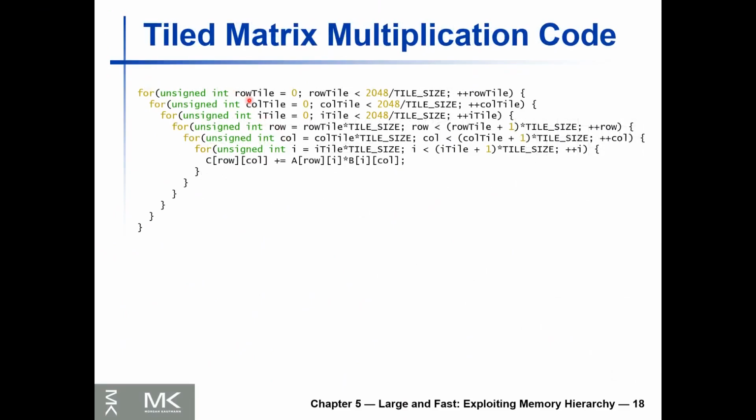Again, the first 2 loops go through the output tiles. The third loop goes through the input tiles that accumulate to that output tile. The fourth and fifth loops iterate through the elements in the output tile. And the sixth loop iterates through the input elements from the input tiles that accumulate to that output element in the output tile. Okay, so the code is a little bit more complicated. But let's go and see how it affects performance.